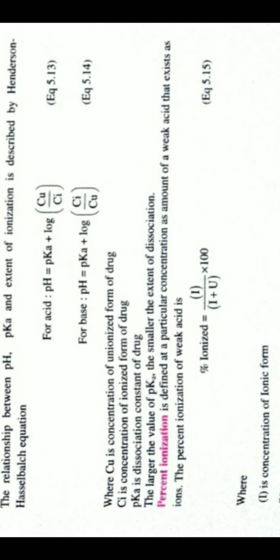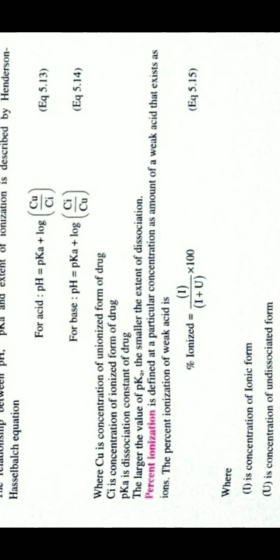Now percentage ionization is defined as the amount of weak acid that exists as ion. The percent ionization of a weak acid is: percentage ionized equals I upon I plus U into 100, where I is the ionic form concentration and U is the undissociated form concentration. So this is dissociation constants.